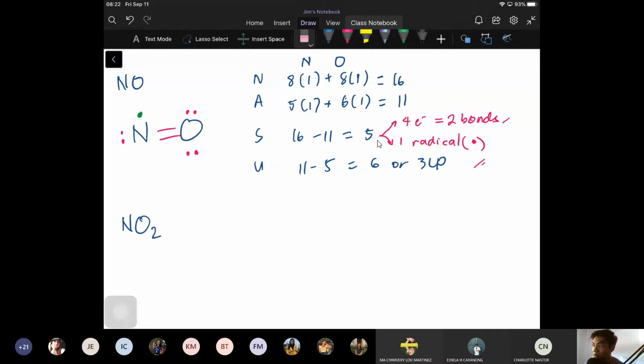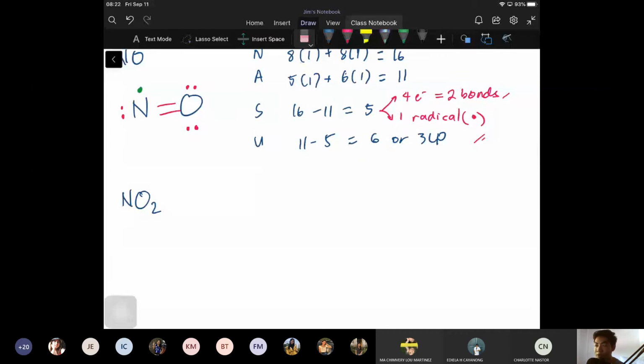Pag naging odd yan, that means one of that electron is a radical. Radical yan. So saan mo ilalagay yung radical? Sa nitrogen. Kailan mo siya ilalagay? After placing the bond and the lone pairs. So lagay mo muna yung bond, lagay mo muna yung lone pairs, then saka mo ilagay yung radical kay nitrogen. Okay? So that's the structure. Okay, so let's proceed with another structure, NO2.